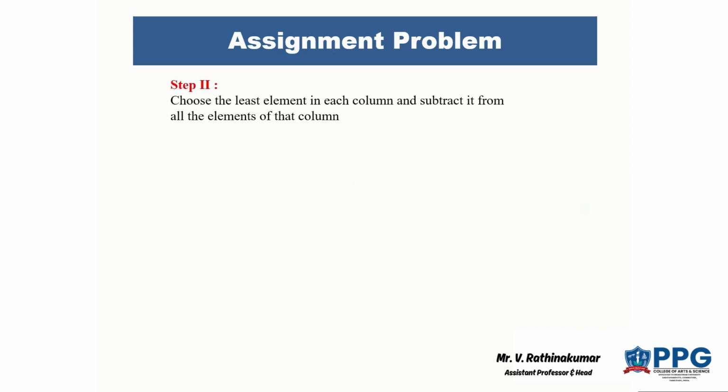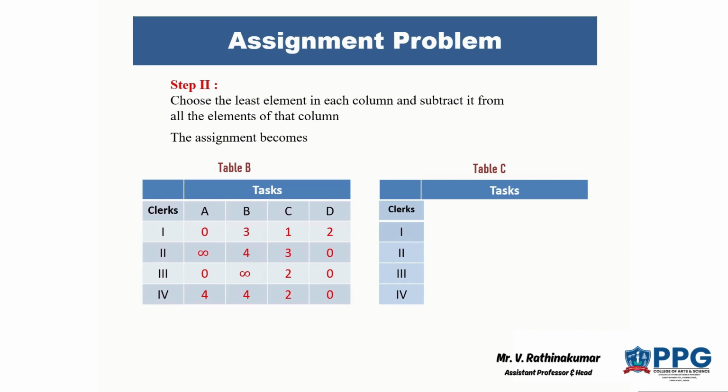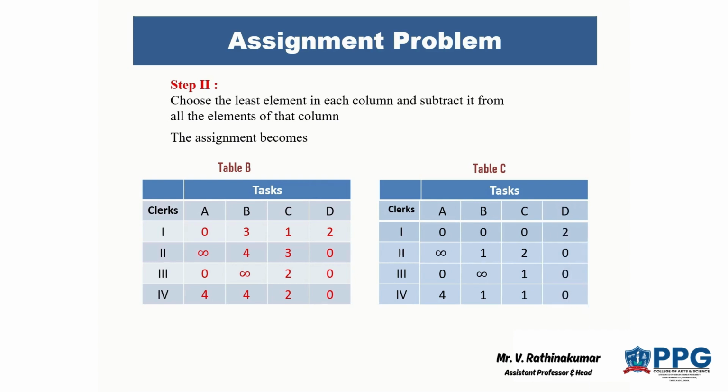Choose the least element in each column and subtract it from all the elements of that column. The assignment becomes, so this is table B. From table B, we have to construct table C. In the first column, 0 is the minimum, so keep the values the same. So 0, infinity, 0, 4. In the second column, 3 is the minimum, then the entries are 0, 1, infinity, 1. In the third column, 1 is the minimum, then the entries are 0, 2, 1, 1. In the fourth column, 0 is the minimum, so the values remain the same.